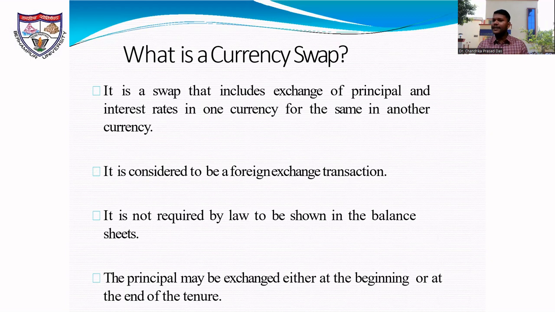So what can be done? I will borrow Indian rupees and I will pay to the UK subsidiary company operating in India, and the UK company will borrow money in pound currency and they can pay to my subsidiary company. So it can be done. It is a currency swap.